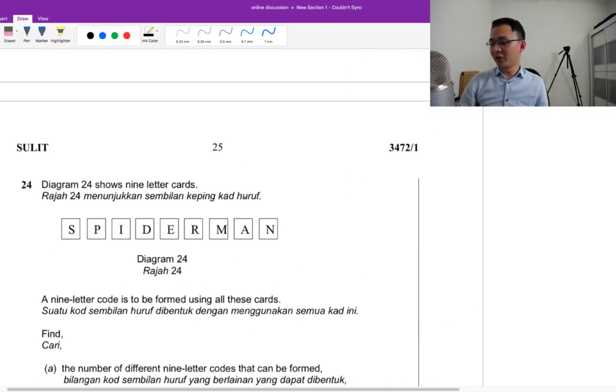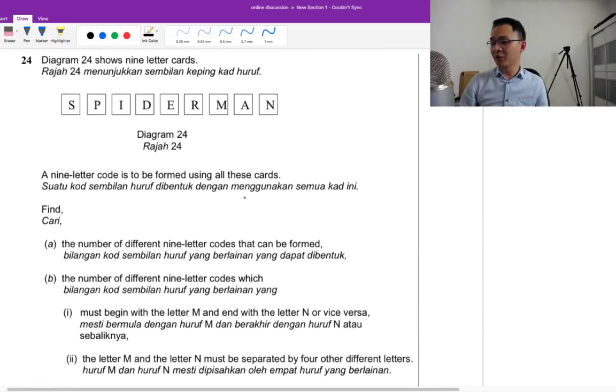Yeah, so let me move on to 24. Permutation. You have cards 1, 2, 3, 4, 5, 6, 7, 8, 9. You have 9 letter codes. The 9 letter codes can be formed using all these cards. Whenever you see the word code, you know you actually have to use permutation. So the number of 9 letter codes that can be formed is just 9 factorial. That means I randomly arrange all the 9 letters here.